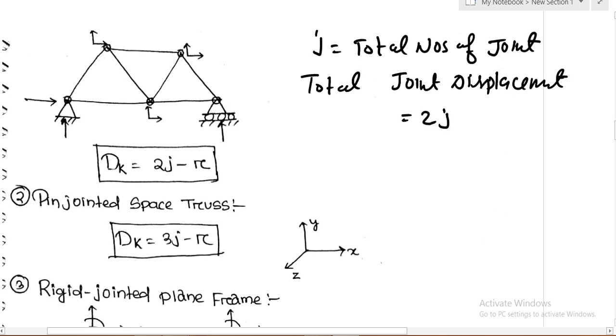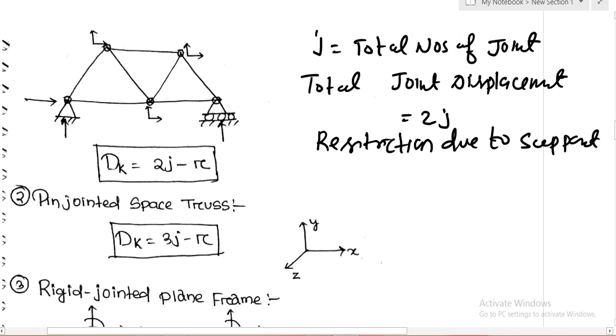Okay, but how many restrictions are there? The restriction is due to support reactions. So you can see this is one restriction, this is the second restriction, and this is the third. Suppose the total restriction is R. So how many independent joint displacements remain after the restriction? That is 2j minus R. This is the total displacement, how many are restricted, how many remain.